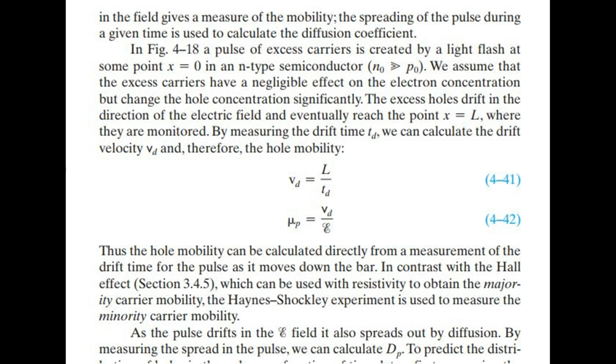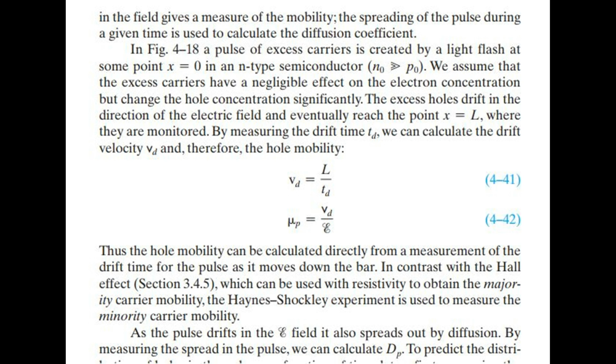Thus the hole mobility can be calculated directly from a measurement of the drift time for the pulse as it moves down the bar. In contrast with the Hall effect, section 3.4.5, which can be used with resistivity to obtain the majority carrier mobility, the Haynes-Shockley experiment is used to measure the minority carrier mobility. As the pulse drifts in the field, it also spreads out by diffusion. By measuring the spread in the pulse, we can calculate D_p.